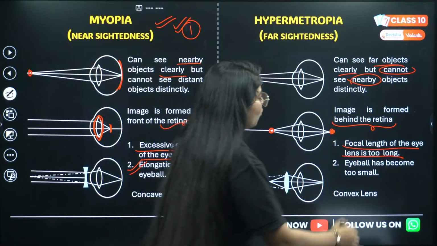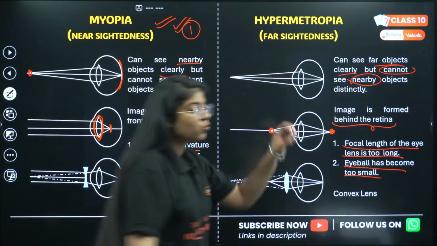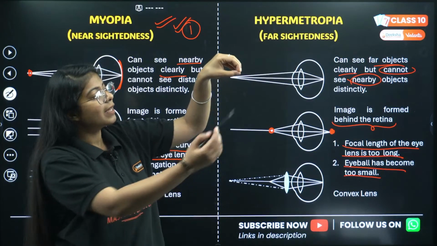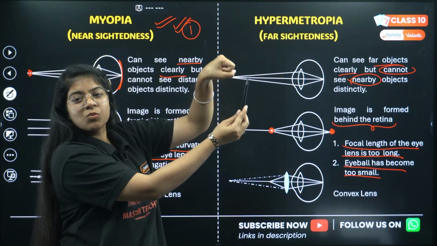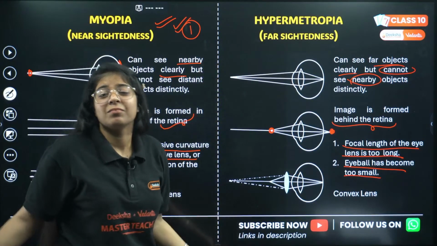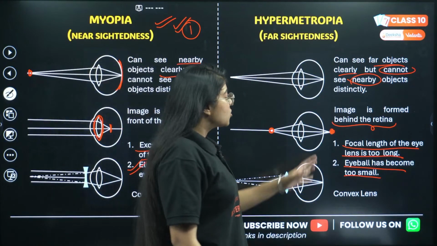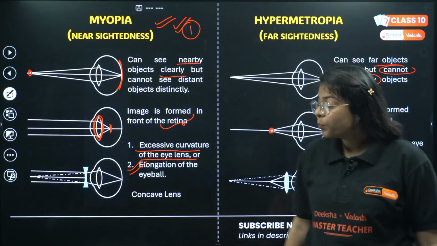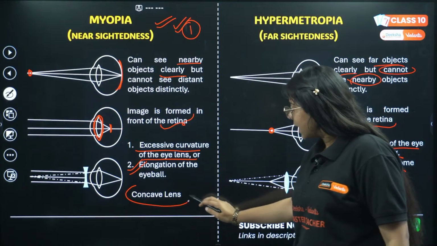Or second, eyeball has become too small. This was my eyeball first, but due to some reason it got small. So the image was being formed here, but it got small, but the image is still here. That is not on the retina. So this is hypermetropia. Now to correct myopia, we use a concave lens.